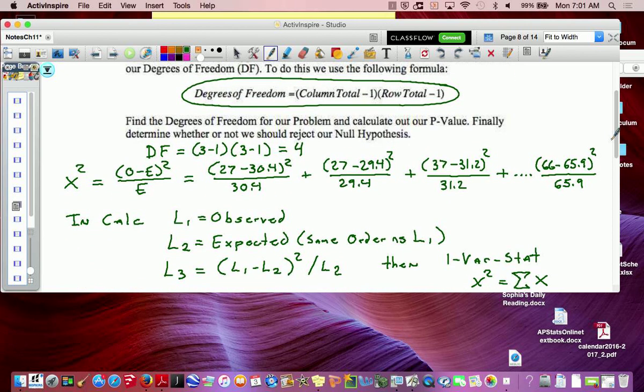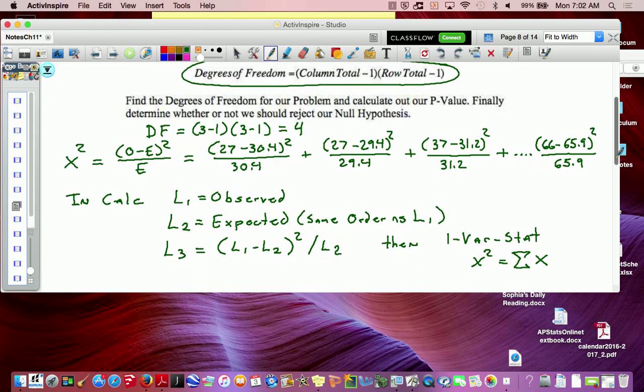I enter all my observed values in list 1, all my expected values in list 2. They have to be in the same order so they match up. And then I do observed minus expected, because that's what L1 and L2 are, squared divided by expected. In my list 3, I actually have them do the calculations of each and every one of them. And then what I can do is go one variable statistics, and to get the sum, my chi-squared statistic, I'm just doing the sum of x, okay?